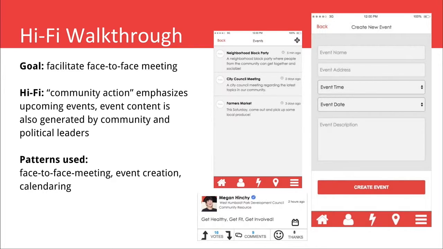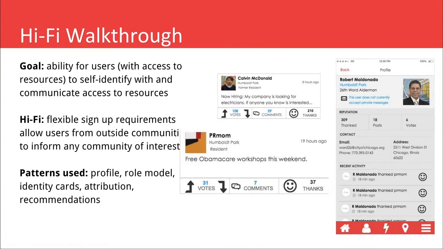Our fifth goal was to facilitate face-to-face meeting. Our community action page emphasizes upcoming events, and event content is generated by community and political leaders. The patterns used here are face-to-face meeting, event creation, and calendaring. Our sixth goal was to give those with access to resources the ability to self-identify and communicate their access to resources to others. We provided flexible sign-up requirements that allow users from outside communities to inform any community of interest. The patterns used here are profile, role model, identity cards, attribution, and recommendations.